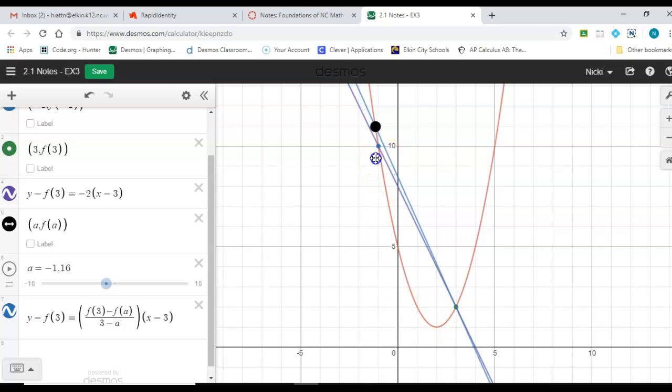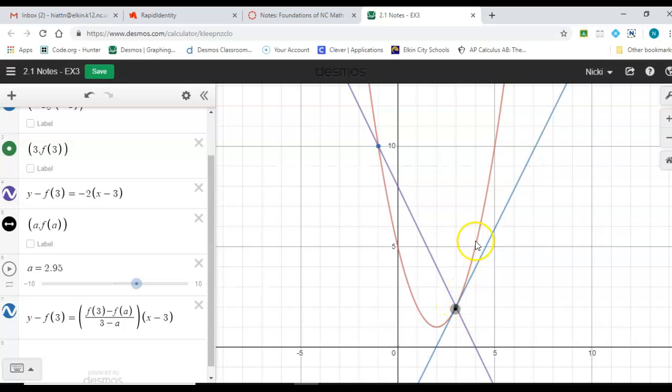You'll see the slope here is negative, negative, negative. My rate of change is negative for all of this time. But then it switches right here. It switches back to positive. So I have a positive slope as I get closer and closer and closer.